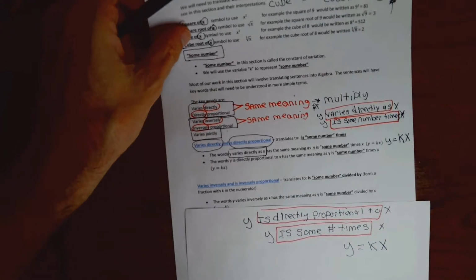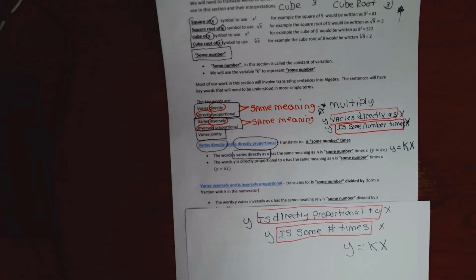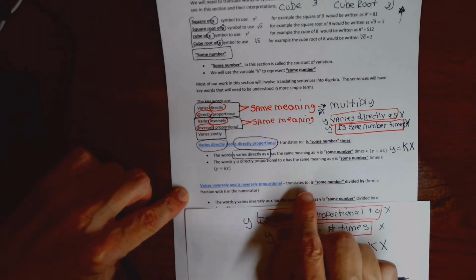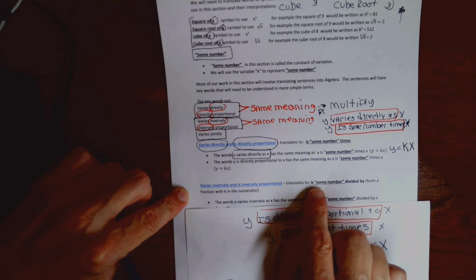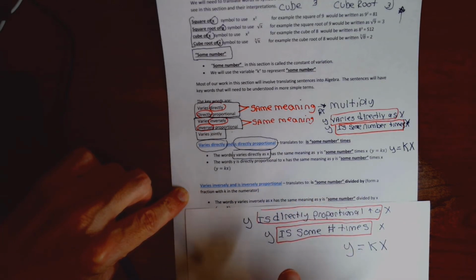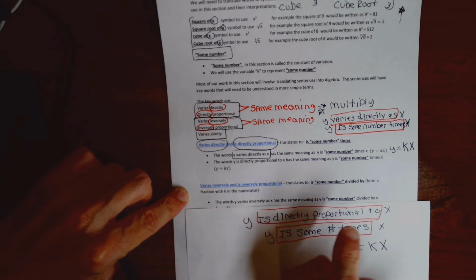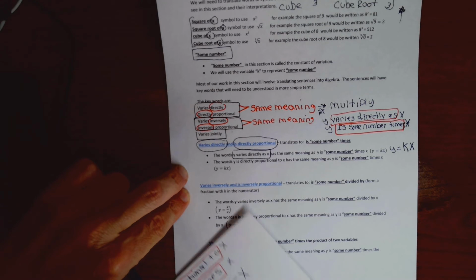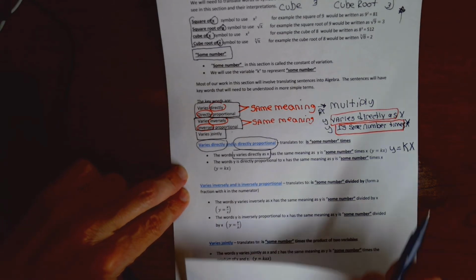The next two words, "varies inversely" and "inversely proportional." These words I'm going to loosely translate to "is some number divided by." And when I do these words into symbols, I'm going to form a fraction with a k in the numerator. Let me show you what I mean here.